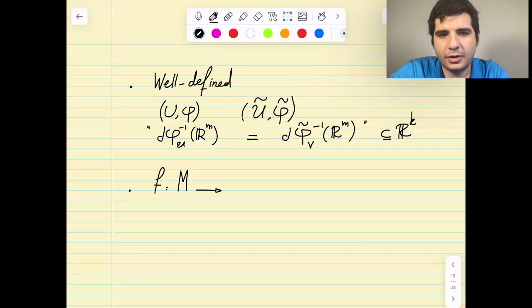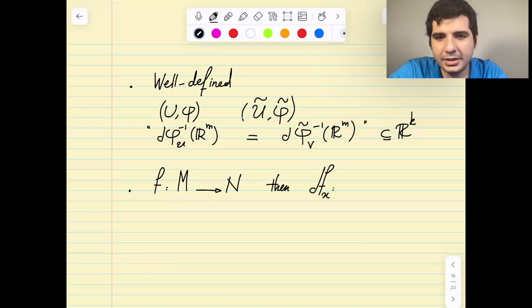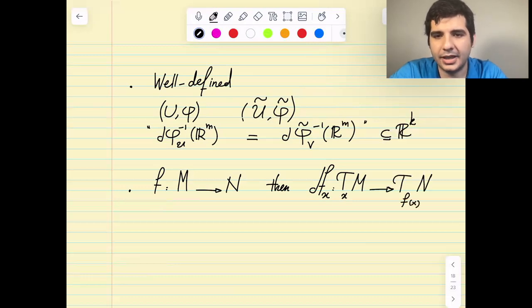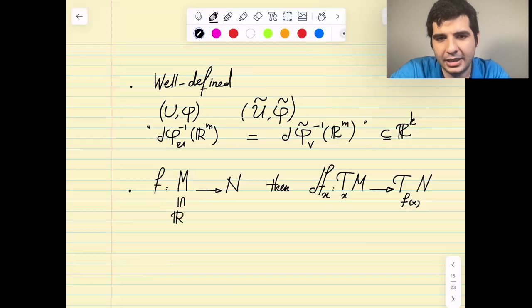Okay, let's get back to our main question. We have a map F from M to N. What is the derivative? Before defining it, now we can say what is the domain and codomain. The derivative of F at X is a linear map from the tangent space of M at X to the tangent space of N at F of X. Now these two tangent spaces are vector spaces. They're linear. It makes sense for dF at X to be linear.